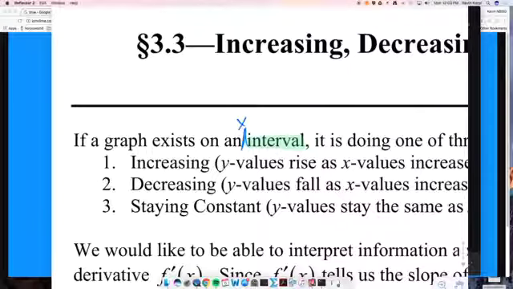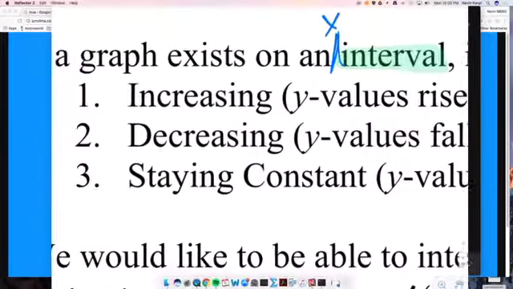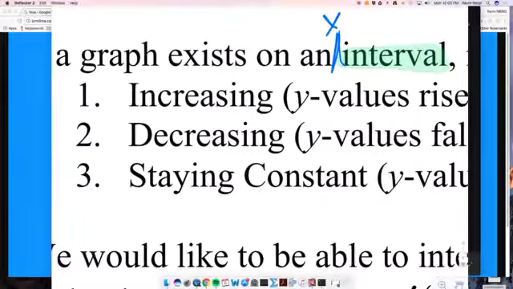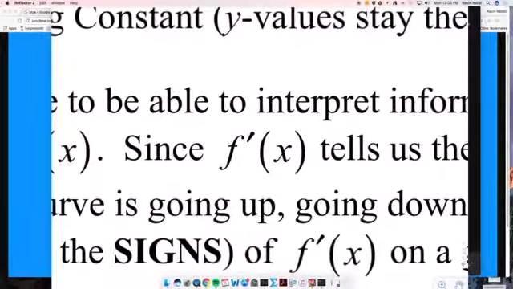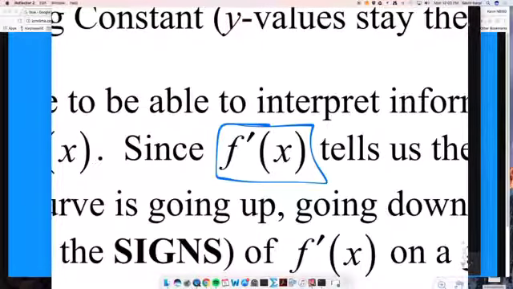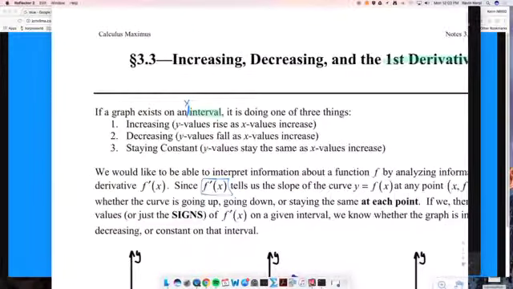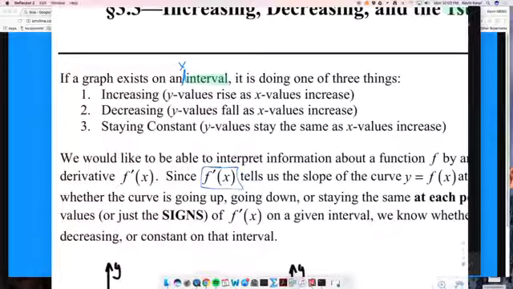If a graph exists on an interval, it's doing one of these three things, and only one of these three things. It's either increasing if your y values are getting bigger, it's decreasing if your y values are getting smaller, and it's staying constant if your y values stay the same. Okay, that's it. Because the first derivative tells us what the slopes of the tangent lines are doing, then if we know the sign of f prime on any given interval, we will know then if the function is increasing, decreasing, or staying the same. Okay, just the sign of f prime gives us that. The magnitude of f prime tells us how fast it's increasing.